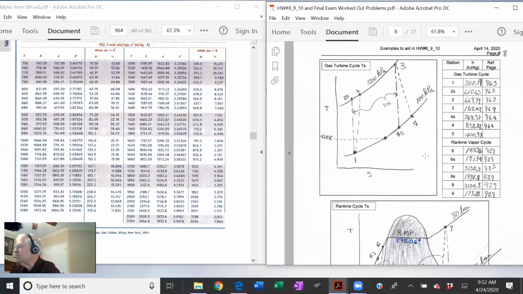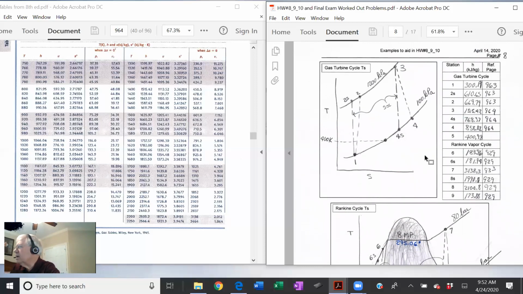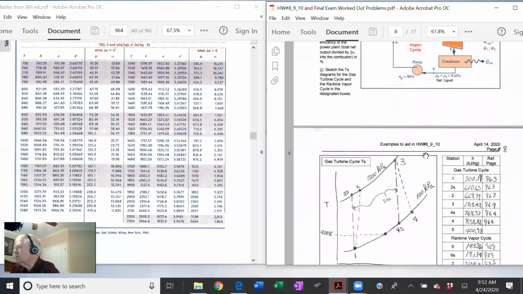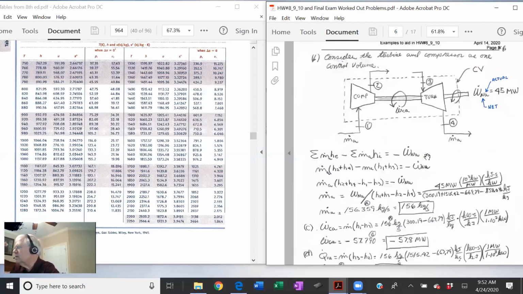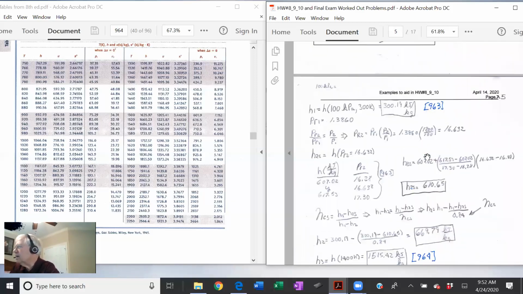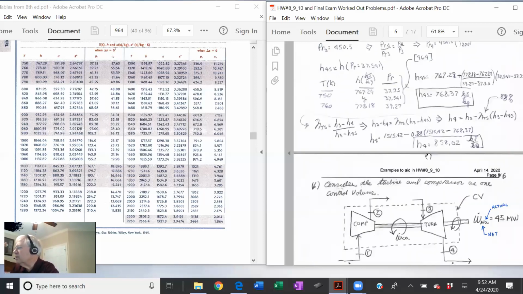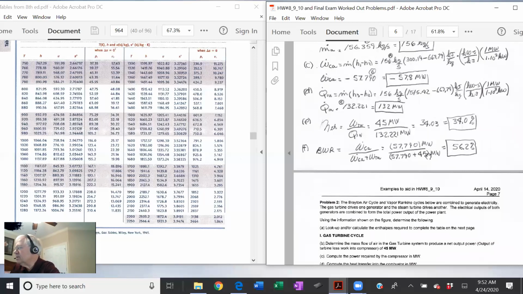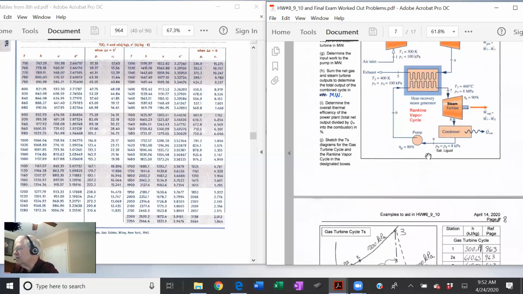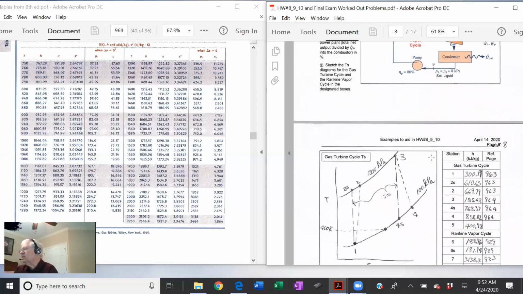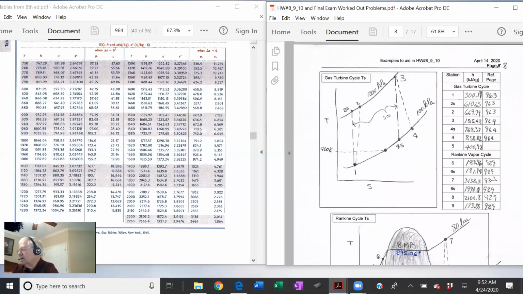I think I get the same values. I didn't think of that when I worked it out. I could have used that as a check. I just didn't think of it. Okay, so we've actually gone through this process. It's just long. You just do the gas turbine first, and you do the Rankine second.